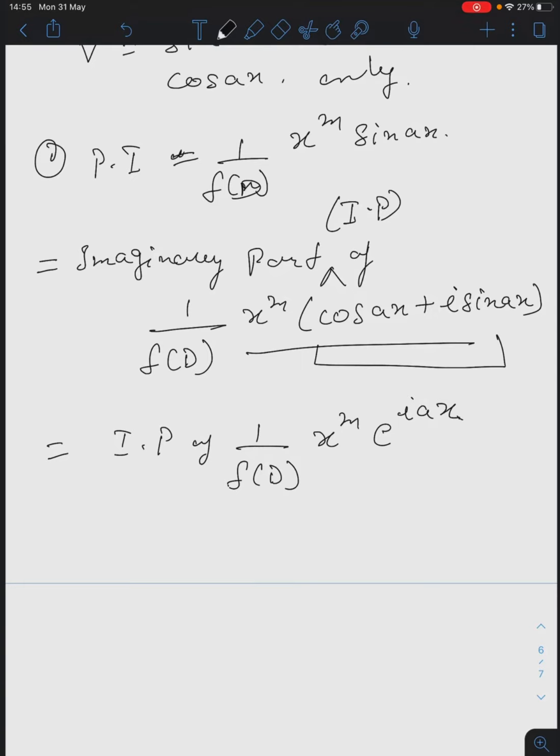Okay, now you see this whole thing. Forget about this statement. Just look at this. What I am doing here is 1 by f of D, you are operating this on x to the power m e to the power iax. So which formula will you apply here?